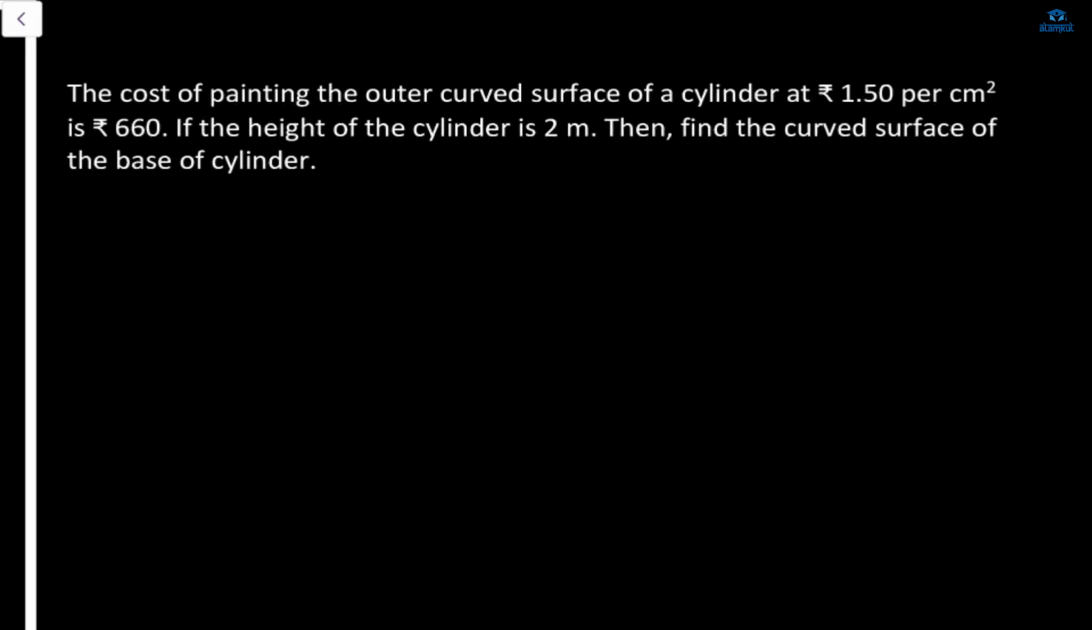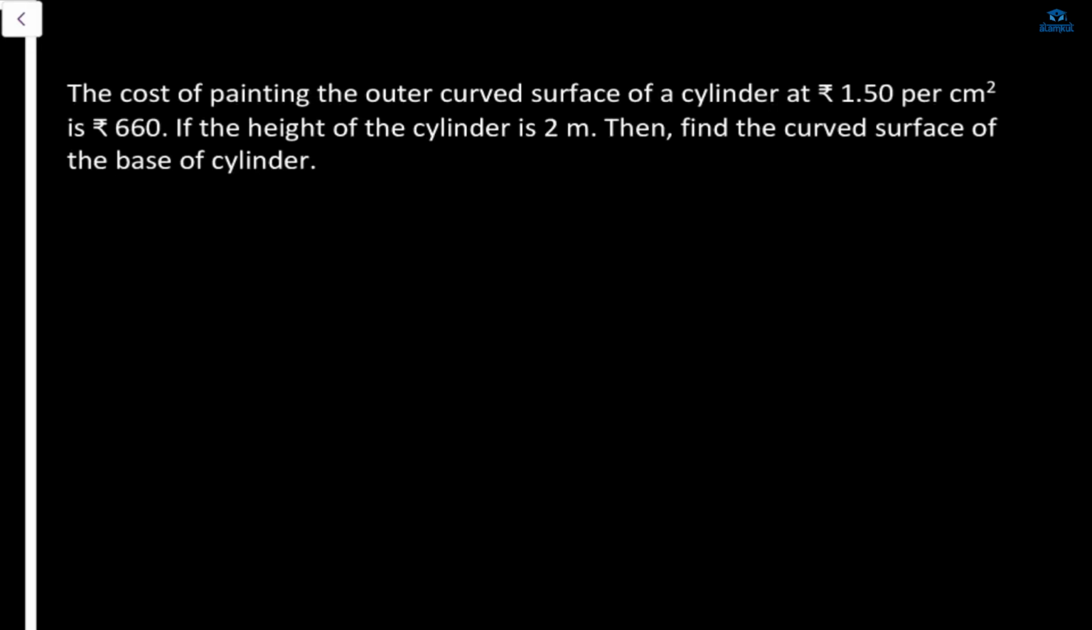If the height of the cylinder is 2 meter, the height is also given, then find the curved surface of the base of the cylinder. So we need to find the curved surface of the base of the cylinder. How can you find it out? Any explanation? Curved surface of the base of the cylinder means you have to find the circumference of the cylindrical base. Yes. So how are we going to solve this?